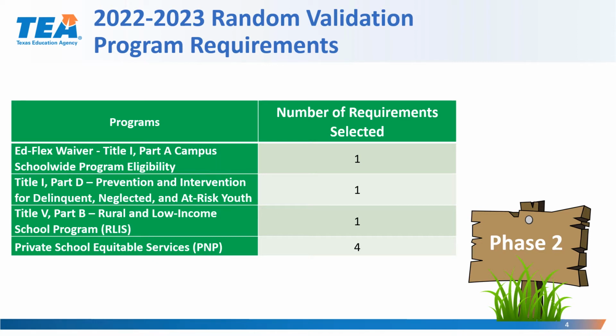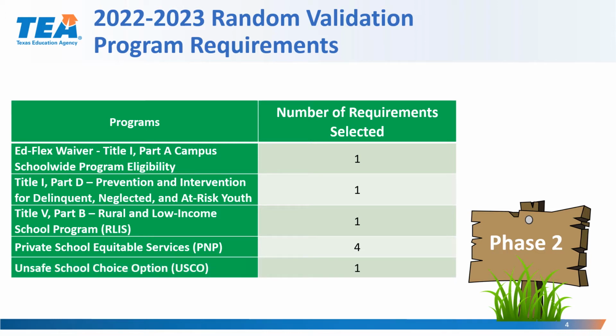However, each LEA selected to participate in the Private School Equitable Services random validation will only be required to submit documentation for one of the requirements that they have been notified that they will be selected for. And for Unsafe School Choice option, there is only one requirement.